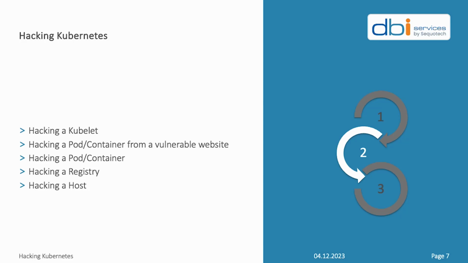We'll see 5 examples of how you could hack a Kubernetes cluster. And for each of them, we'll see what is the standard way of interacting with the component and how it could be attacked, and then how we can mitigate that attack.